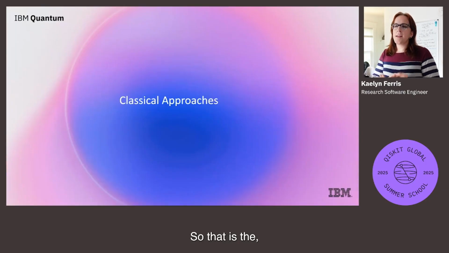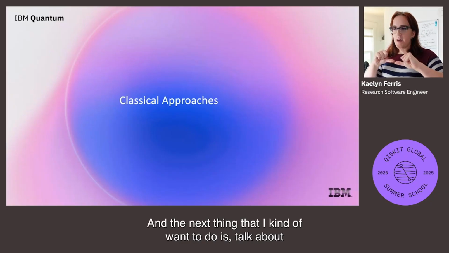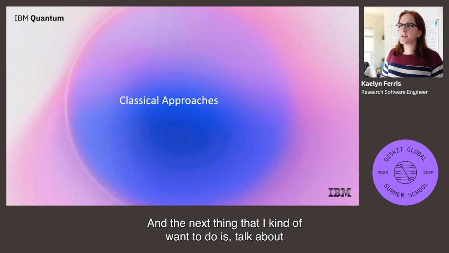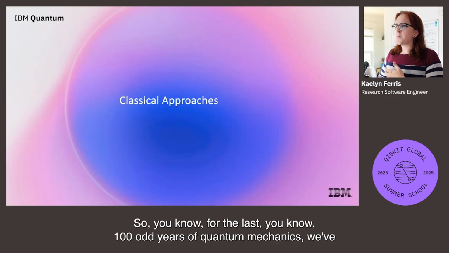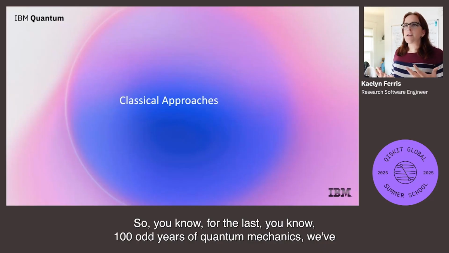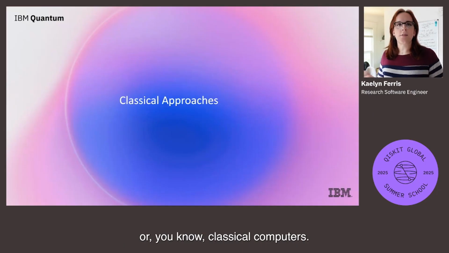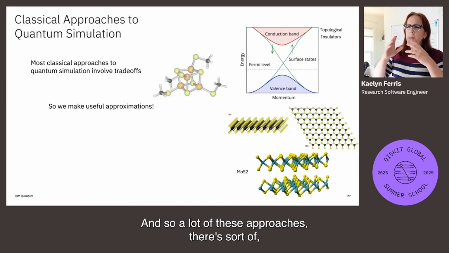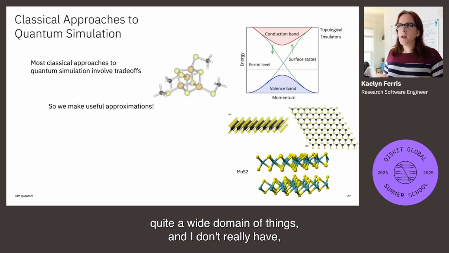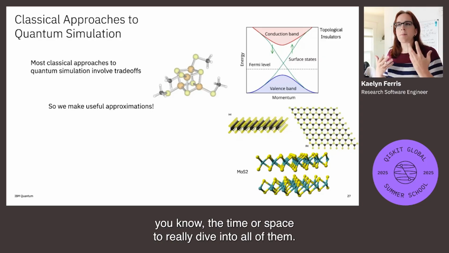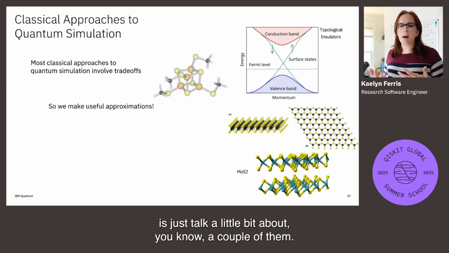Okay. So that is the pyramid of quantum simulation. And the next thing that I want to do is talk about some of the classical approaches to quantum computing. For the last hundred odd years of quantum mechanics, we've mostly just used pen and paper or classical computers. There's quite a wide domain of approaches, and I don't really have the time or space to dive into all of them. So I'm just going to talk a little bit about a couple of them.